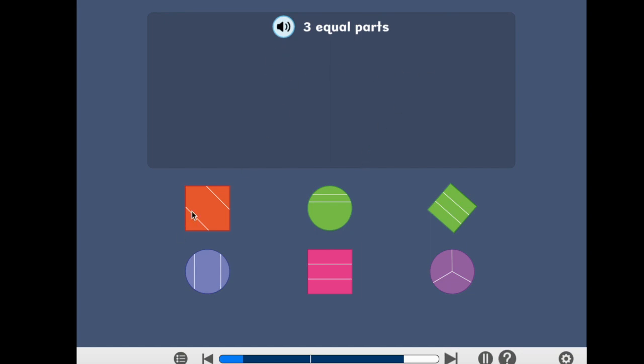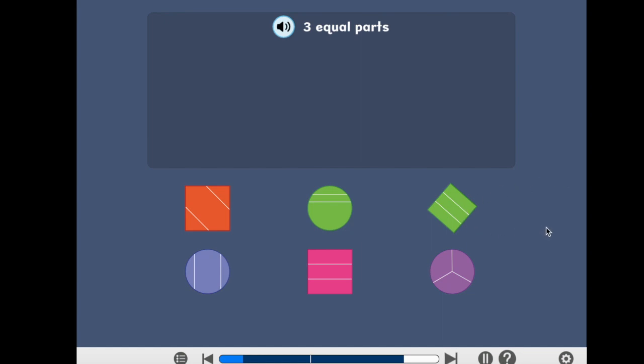So, really quickly, let's take a look at these 6 shapes here. Before I move any of them, pause and think to yourself, which of these show thirds? Which of them show 3 equal parts? Press play when you're ready to go on.